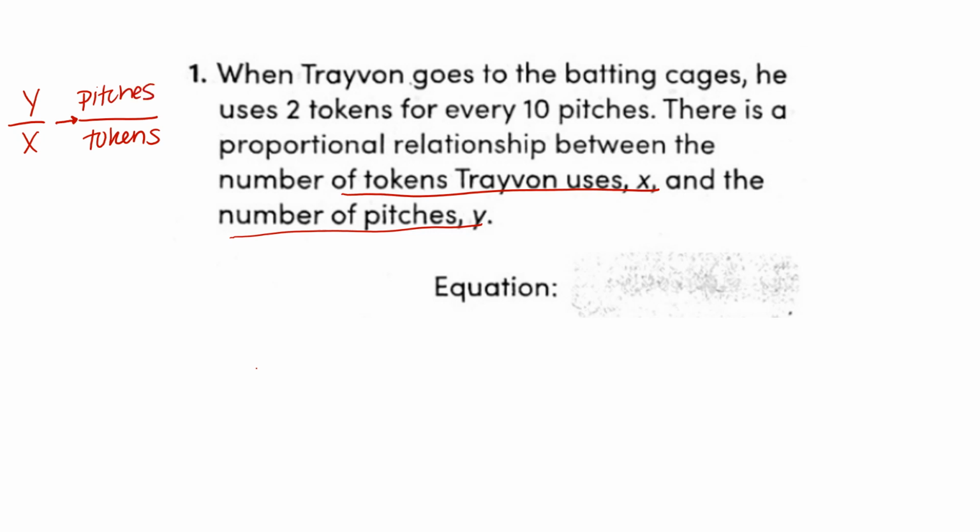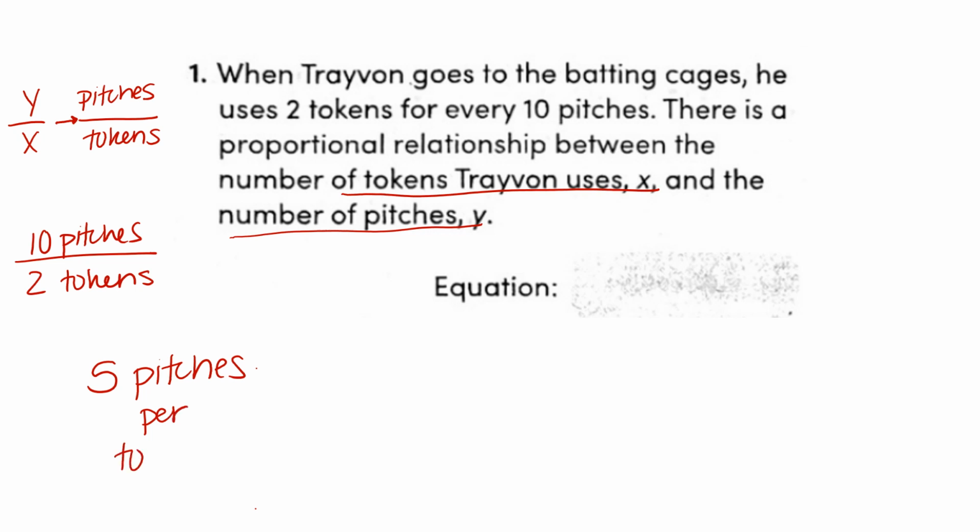So for this problem, he does 10 pitches over 2 tokens. Using your calculator, 10 divided by 2 gets you an answer of 5. And so our answer is 5 pitches per token.